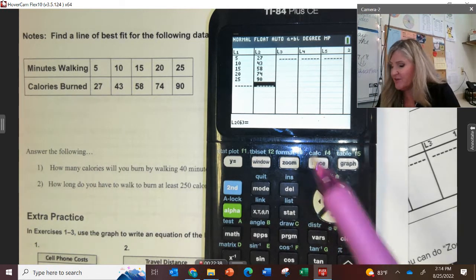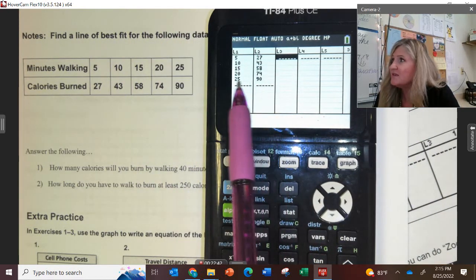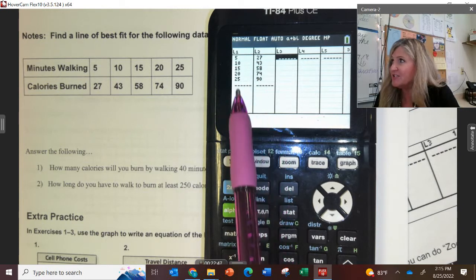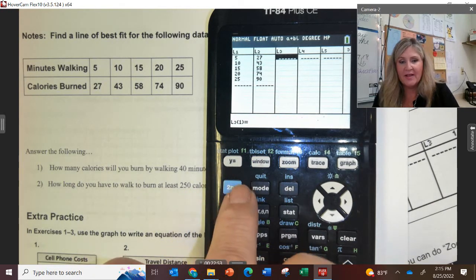Before you go any further, guys, make sure you have the same number of X's and Y's. See how they have to end at the same spot? If they don't, you're going to get an invalid dimension error. Any questions there?